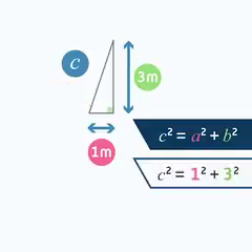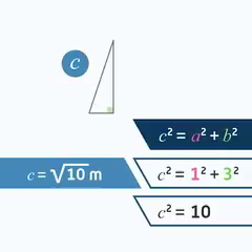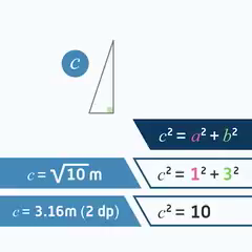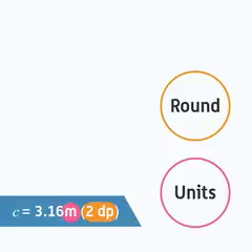So, using the formula c squared equals a squared plus b squared, we have c squared equals 1 squared plus 3 squared. This gives us c squared equals 10. That makes c, the length of the ladder, root 10 or 3.16 meters to 2 decimal places. Always include your units and round to whatever the question requests.